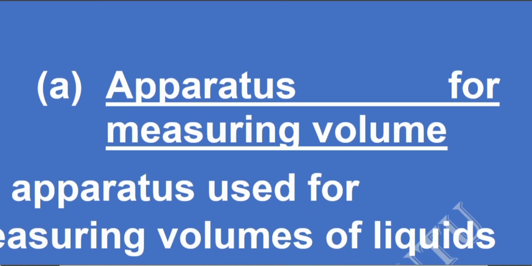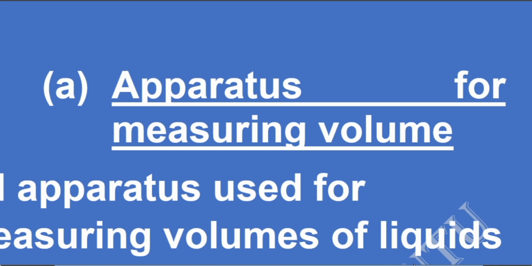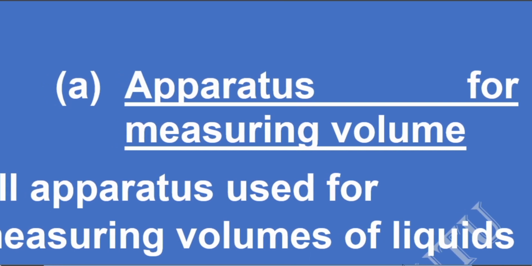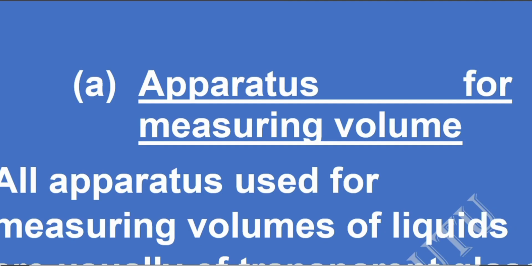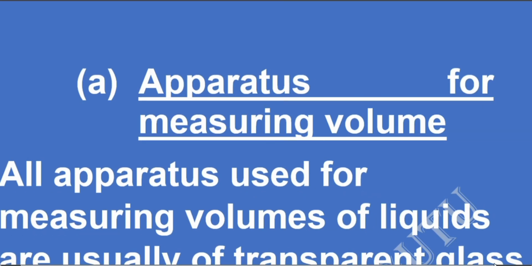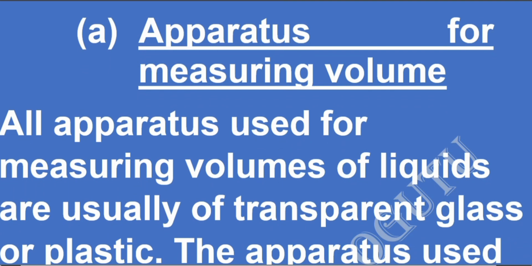So you have different apparatus for different purposes. Not each and every apparatus is used for one reason, but each and every apparatus has the use it is used for. So you have those apparatus used for measuring volume. All apparatus used for measuring volume of liquid are usually of transparent glass or plastic.